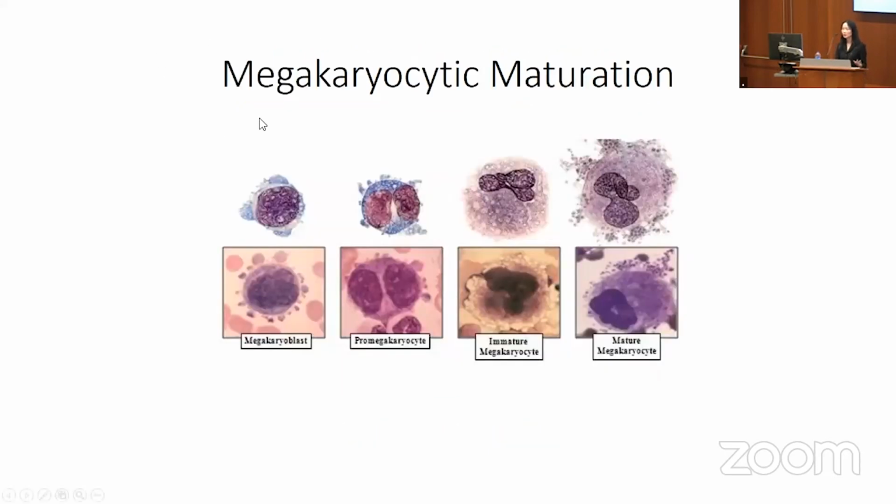And then I won't belabor the point, but megakaryocytes go through a similar maturation process. We don't see that as much because there are fewer megakaryocytes and there are very rare megakaryocytic diseases in adults. It's more often in children.